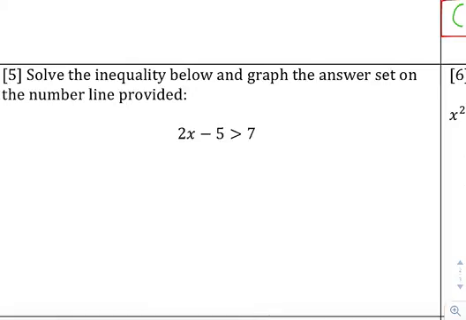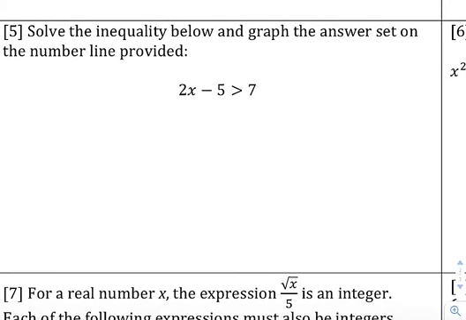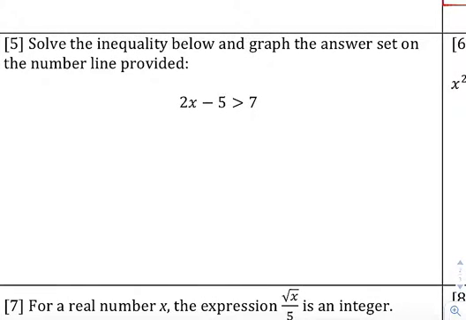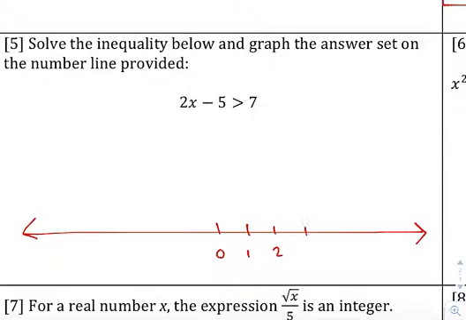Here we want to solve the inequality and graph the answer below on the number line provided. I did not provide a number line because I forgot. I'm sorry. But we can just go ahead and draw one in. That's not a big deal. Let's go ahead and draw the number line in. So this number line typically starts at 0, and then we're going to stretch in both directions. To the right is typically going to be our positive direction, and left is going to be our negative direction.